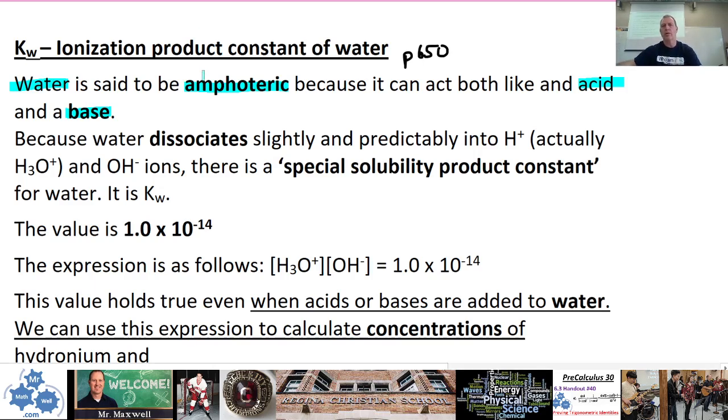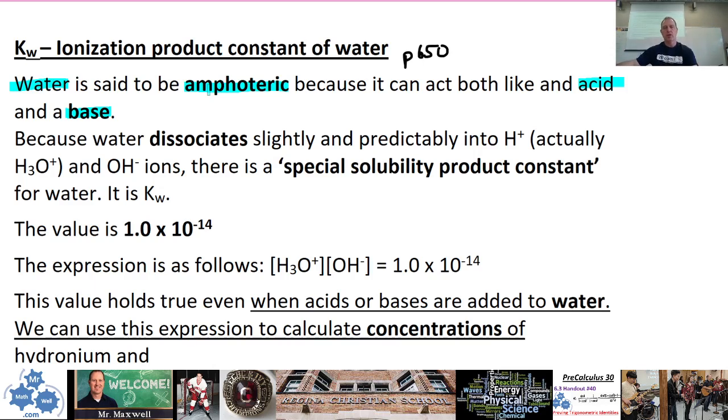Think about the root word to amphoteric: amphibious, amphibian, water, land, right? An amphibious vehicle can float on the water and can also drive on the land. It's amphibious. So there's a dual sort of nature to it.